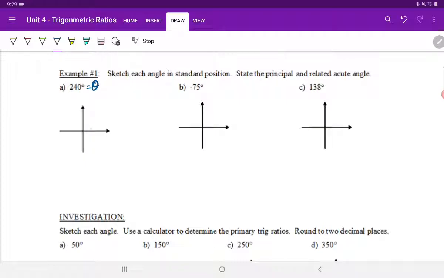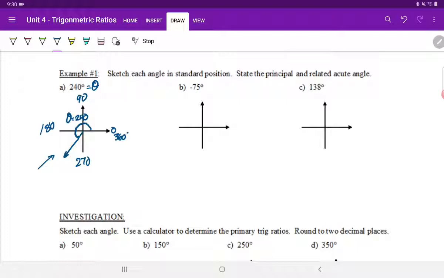So we're going to go 240. Now remember, this is 0, 90, 180, 270, and then back to 360, right? 240 is going to be somewhere in that quadrant. So we're going to go around 0, 90, past 180. Before we get to 270, we'll stop, draw our terminal arm, and call this angle 240. So theta equals 240.